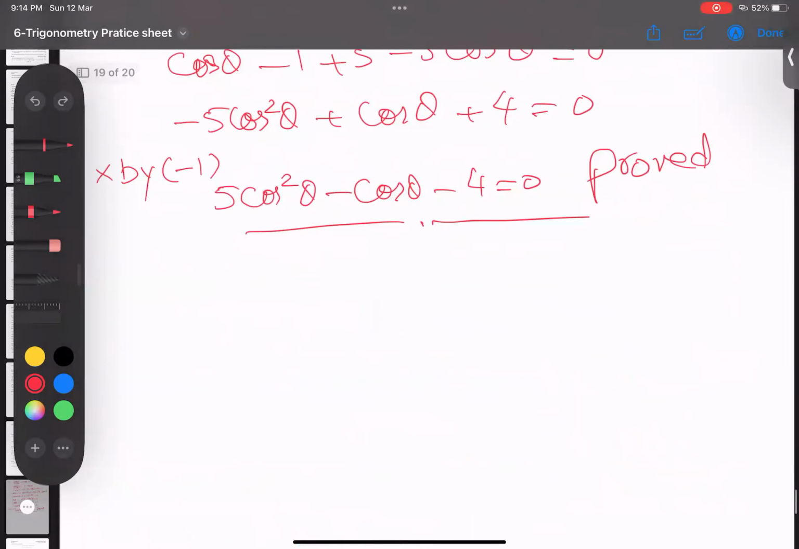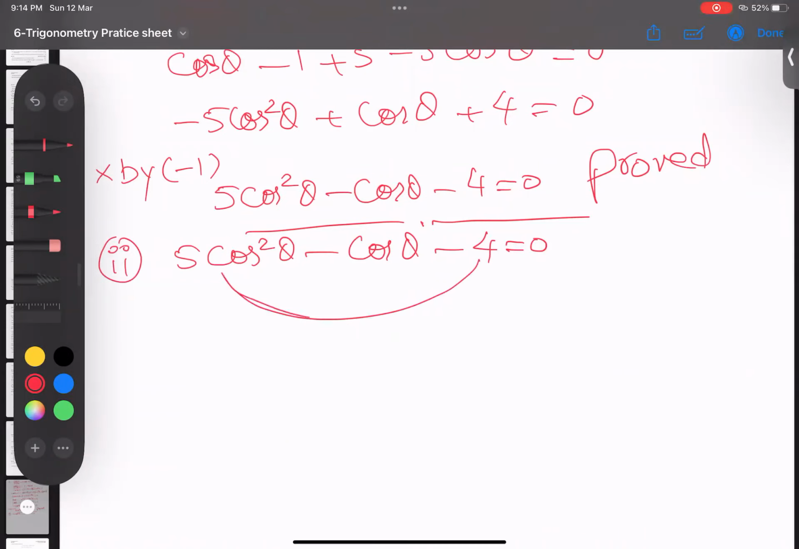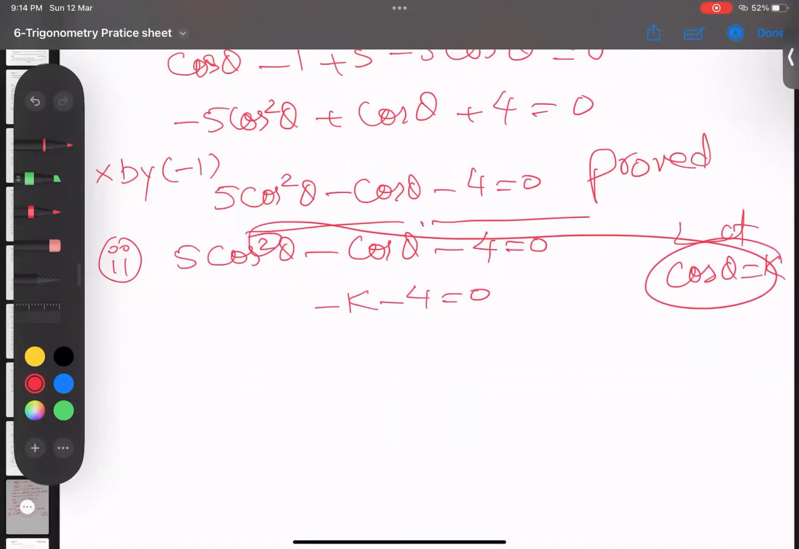So first of all, part number 2, how we can start a question. 5 cos square theta minus cos theta minus 4 is equal to 0. So step number 1, I can do two things. Okay, 4 into 5, or I can say, let cos theta is equal to k. And if this cos theta is becoming k, then this cos square become 5k square.